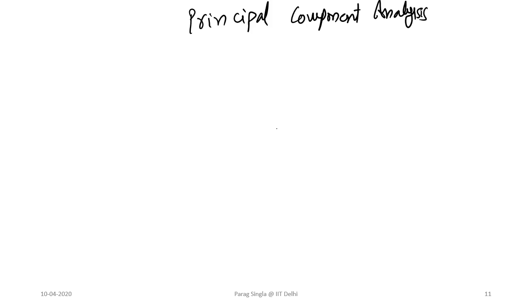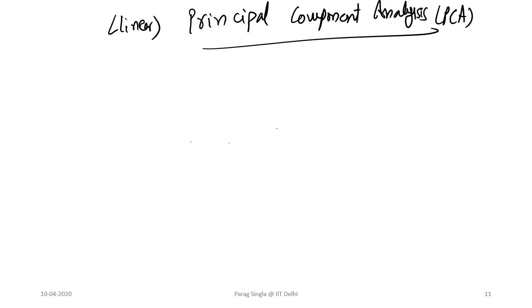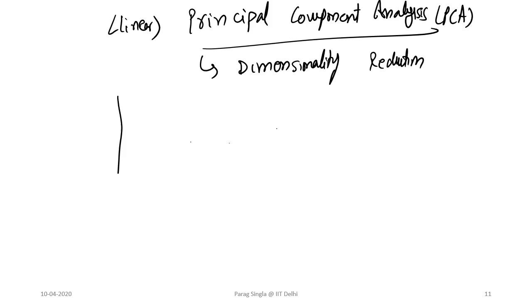And finally, we will study what is referred to as principal component analysis, right, or PCA. This will be linear PCA, and this is a technique for dimensionality reduction, right? And let me describe the basic idea with the help of a picture, right?